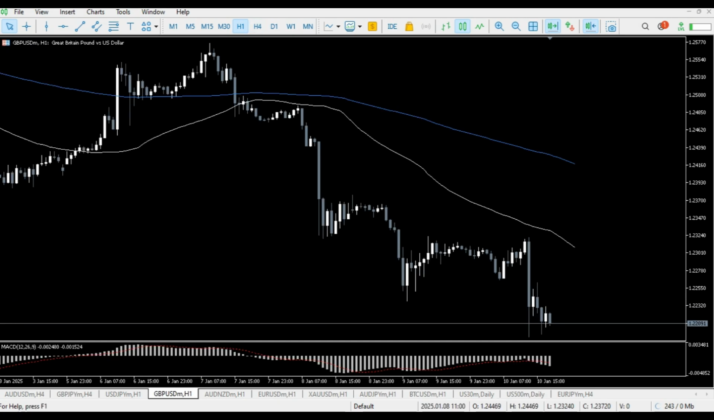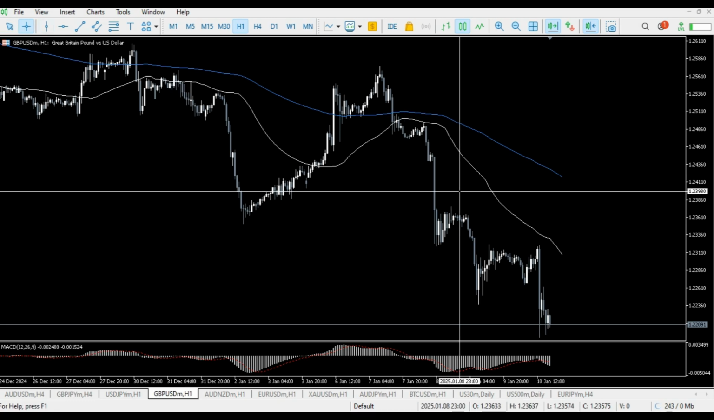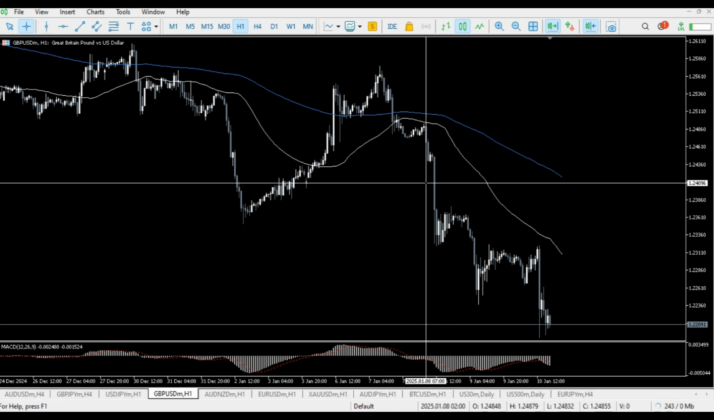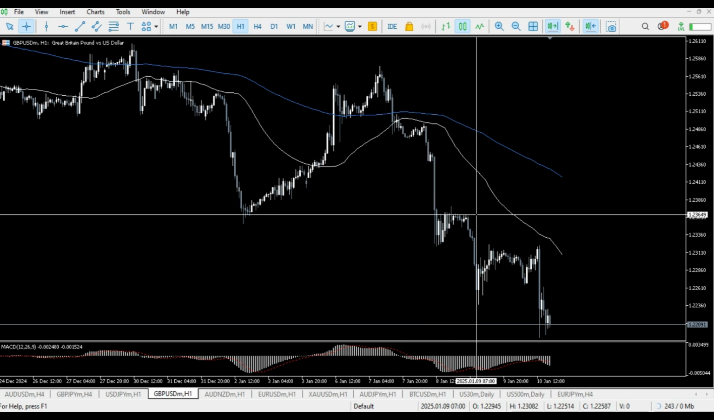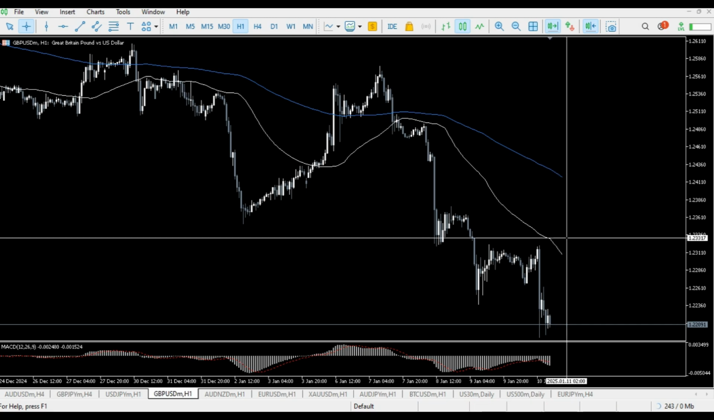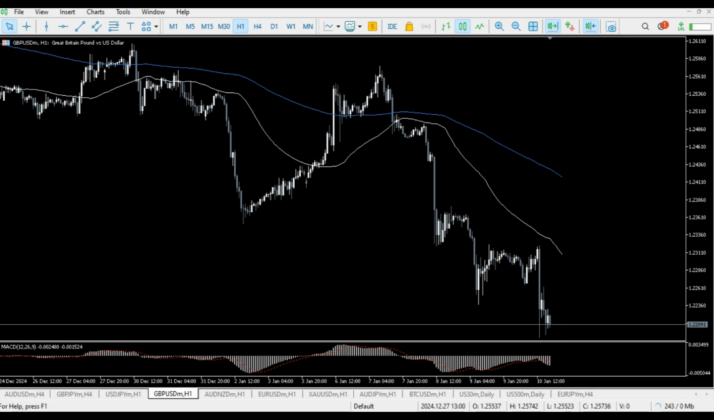Currently, GBP USD is strongly trending, but you wait for the confirmation of the continuation, so that we look forward to trading it next week.